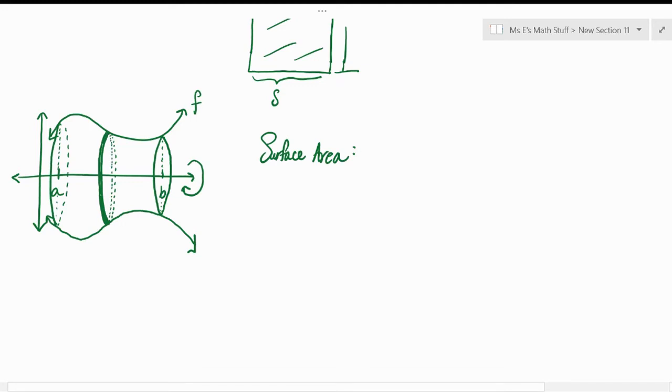So I'm trying to draw one of those infinitely many, infinitely thin rubber bands there. Okay, so here we go. Surface area is represented by a big S, which is super fun because if you're like me, your big S's and little S's pretty much look the same. So I'll just try to exaggerate it and make it look like a big S for surface area.